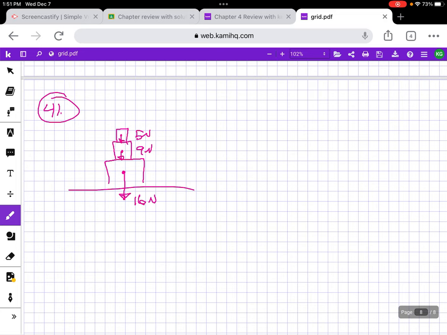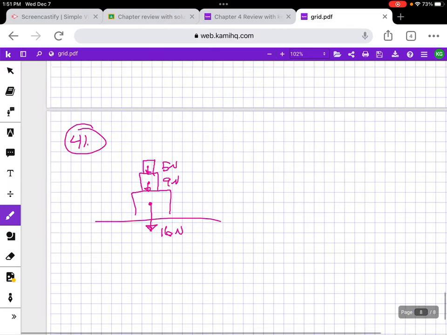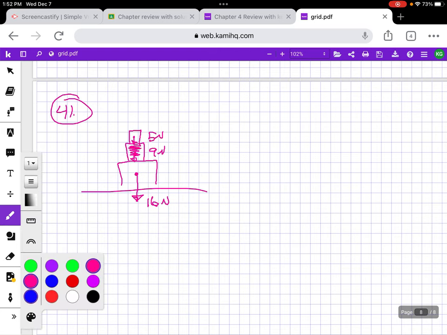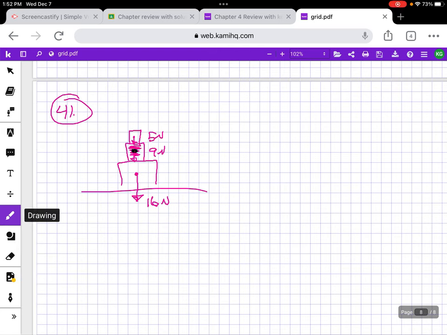What is the magnitude and direction of the normal force acting on the second tier? The second tier is right here, so we want to know the normal force acting on that one. What you're going to need to know is the force weight, because this is a simple solution where the force weight is equal to the force normal because there is no motion.